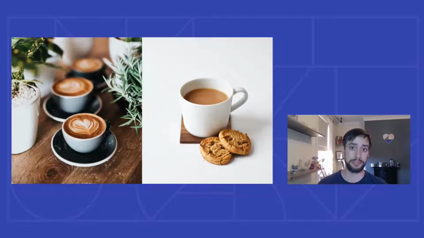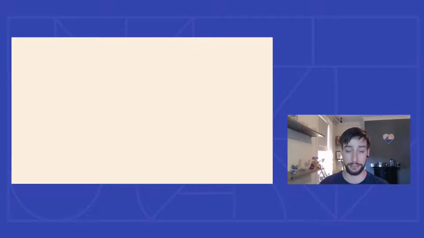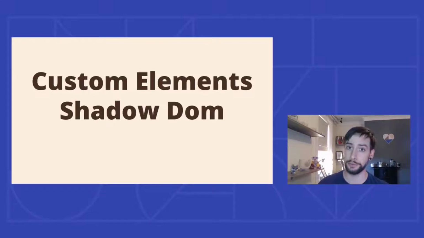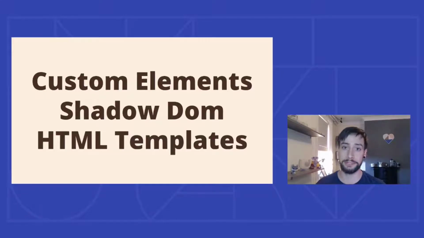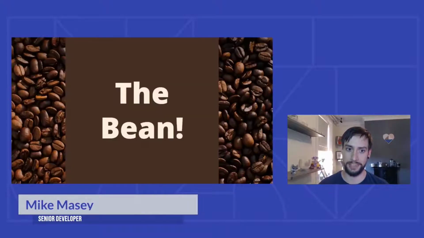Now, web components are actually a collection of technologies, not a single thing. If anything, you could almost view them as ingredients. Our ingredients for our web components consist of 3 main technologies. We're going to be looking at custom elements, the shadow DOM, and the HTML templates and slots. Now, the first thing we're going to look at is the bean.